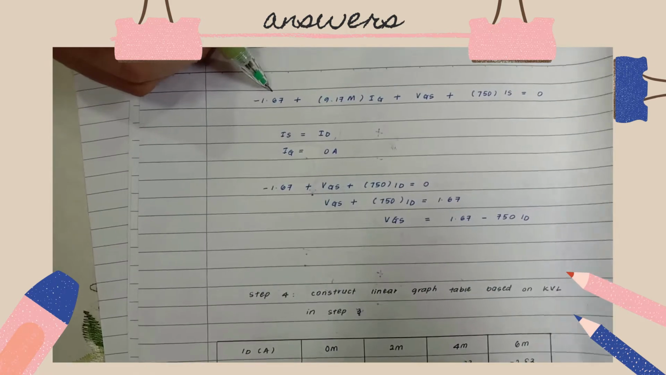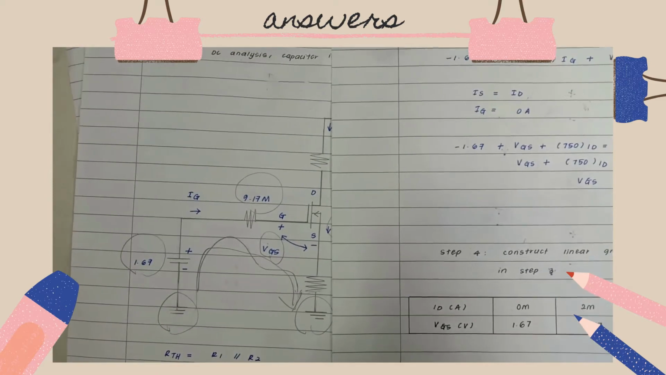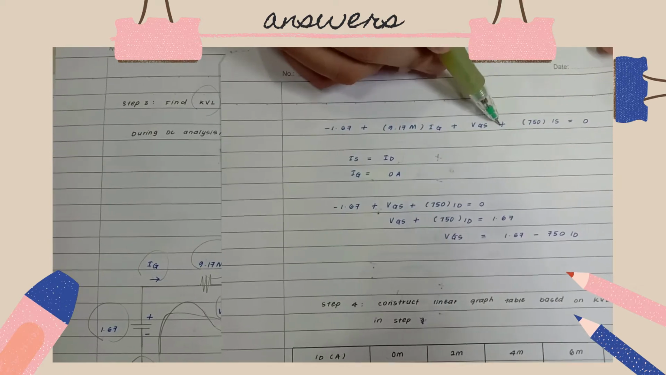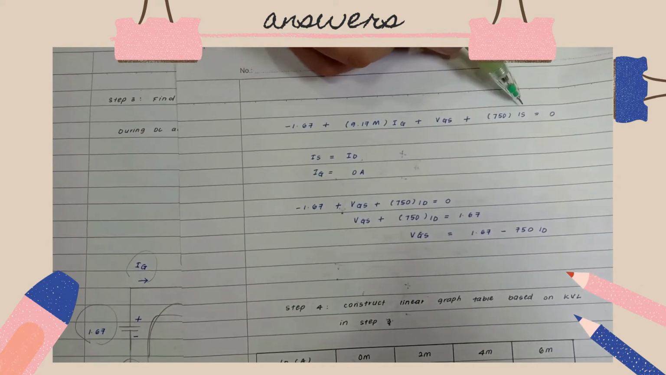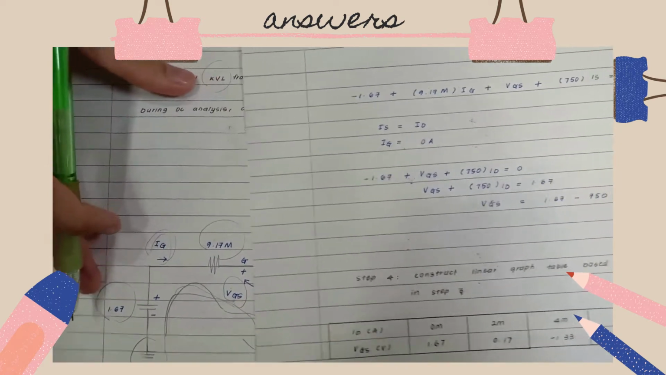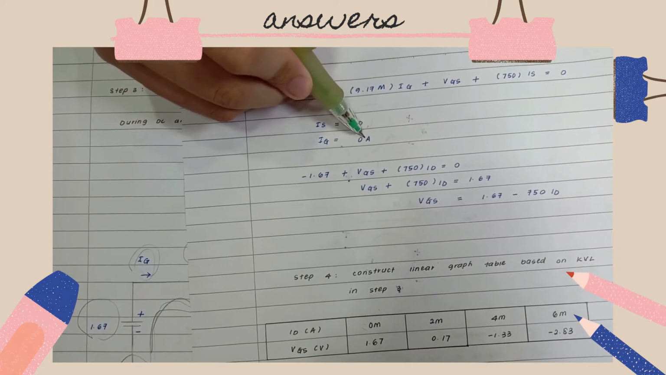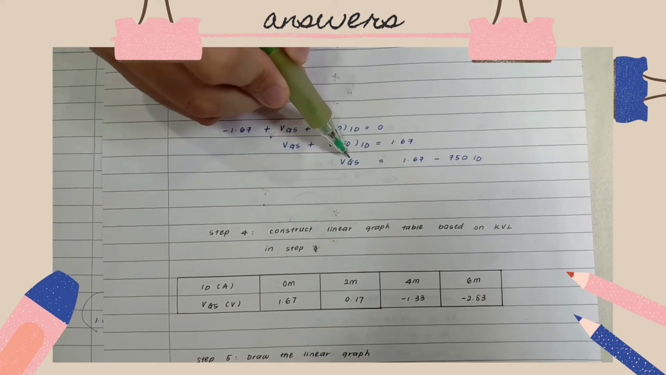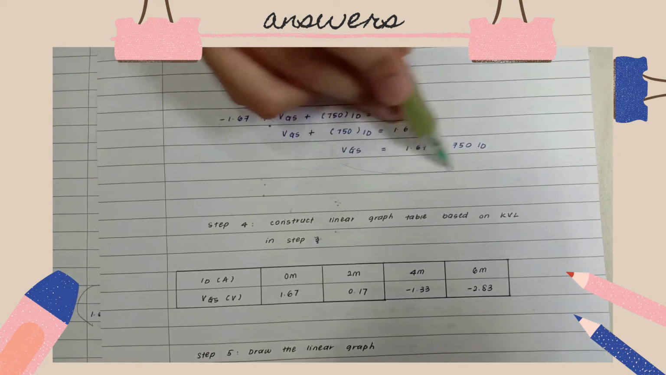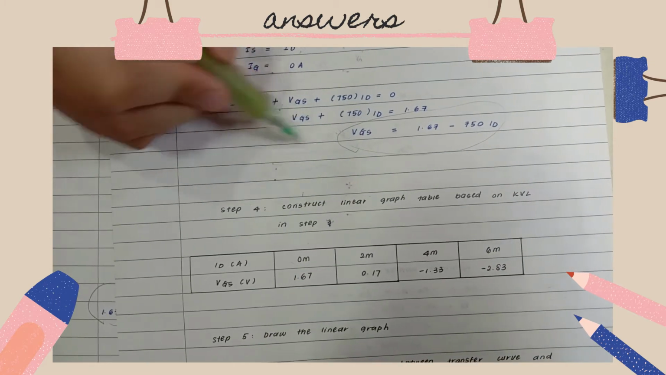Negative 1.67 plus 9.17 mega Ig plus VGS plus 750 Is. So we must follow the current flow. Is is equal to ID, Ig is equal to 0 ampere, and we will get this equation. VGS is equal to 1.67 minus 750 ID. From this equation, we can find the linear graph table.